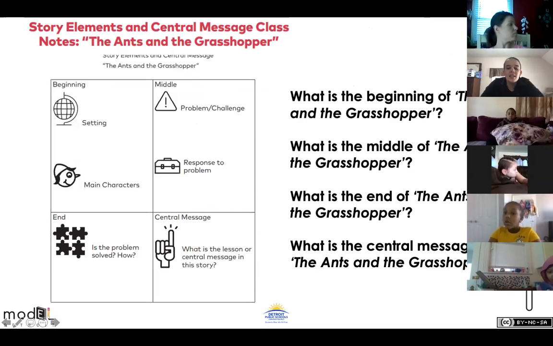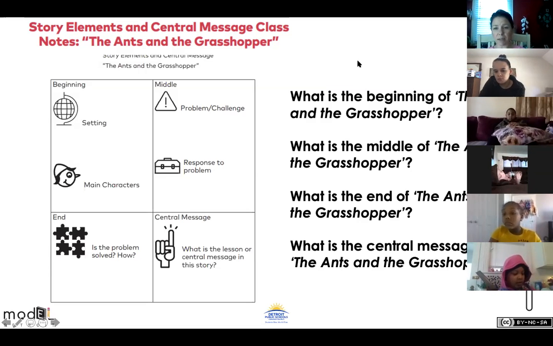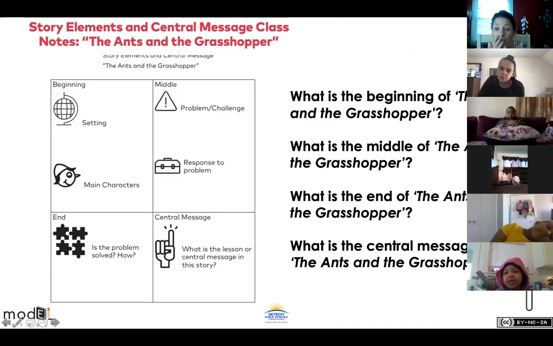So what do we think is the central message or the lesson here? What do you think the author here is trying to teach us while we read this story? Do you want to call on somebody, Miss Tisha? Sure. Let's see, who is watching? Briella, do you know what the central message, what the author is trying to teach us? The message is to be responsible. Absolutely. It's your brain, friend. Good job, guys.